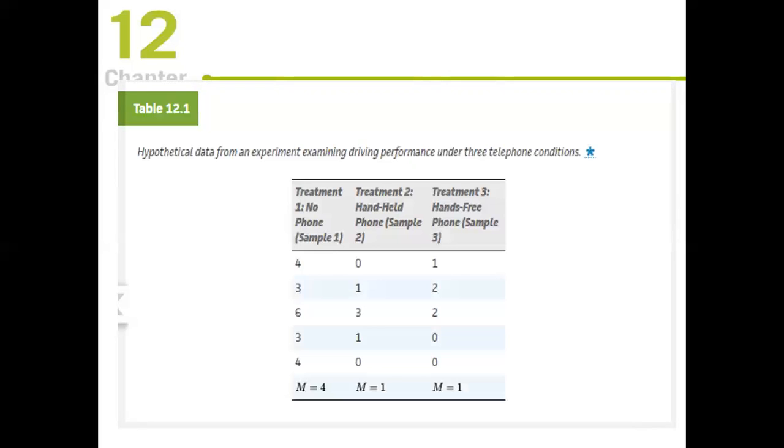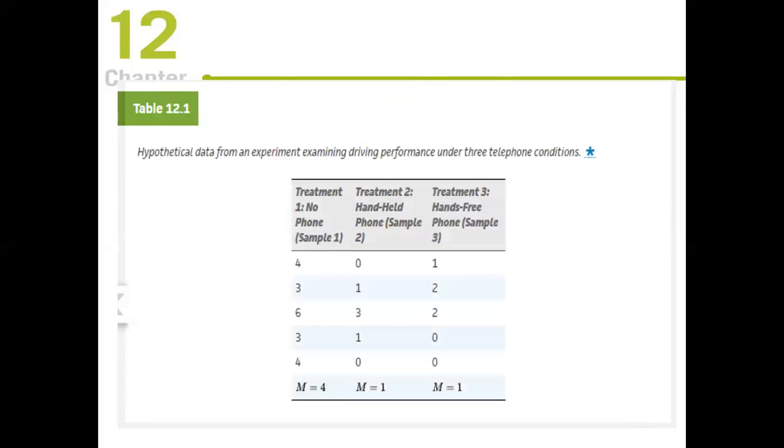Group 1 has no phone. They're driving down the simulated driving course without any phone. Group 2 is doing a handheld phone. And then group 3 has a hands-free phone. And we can count the number of mistakes that they make on the driving course, and then we can compute the mean.